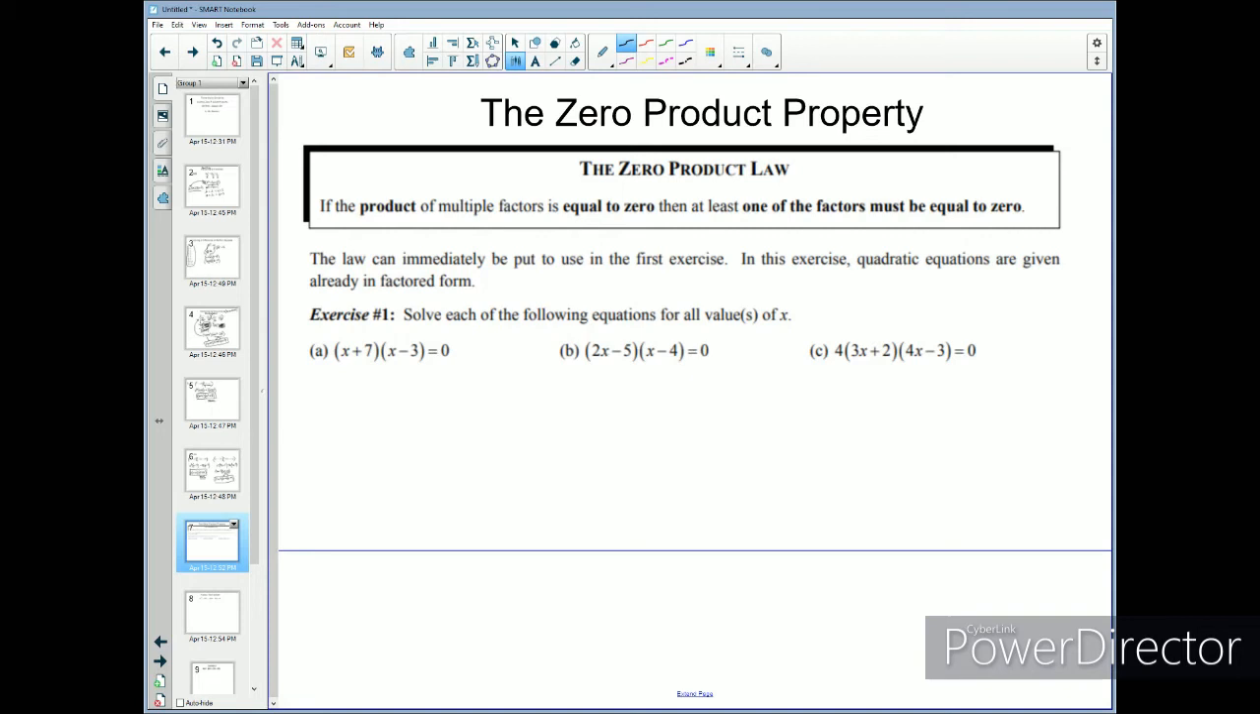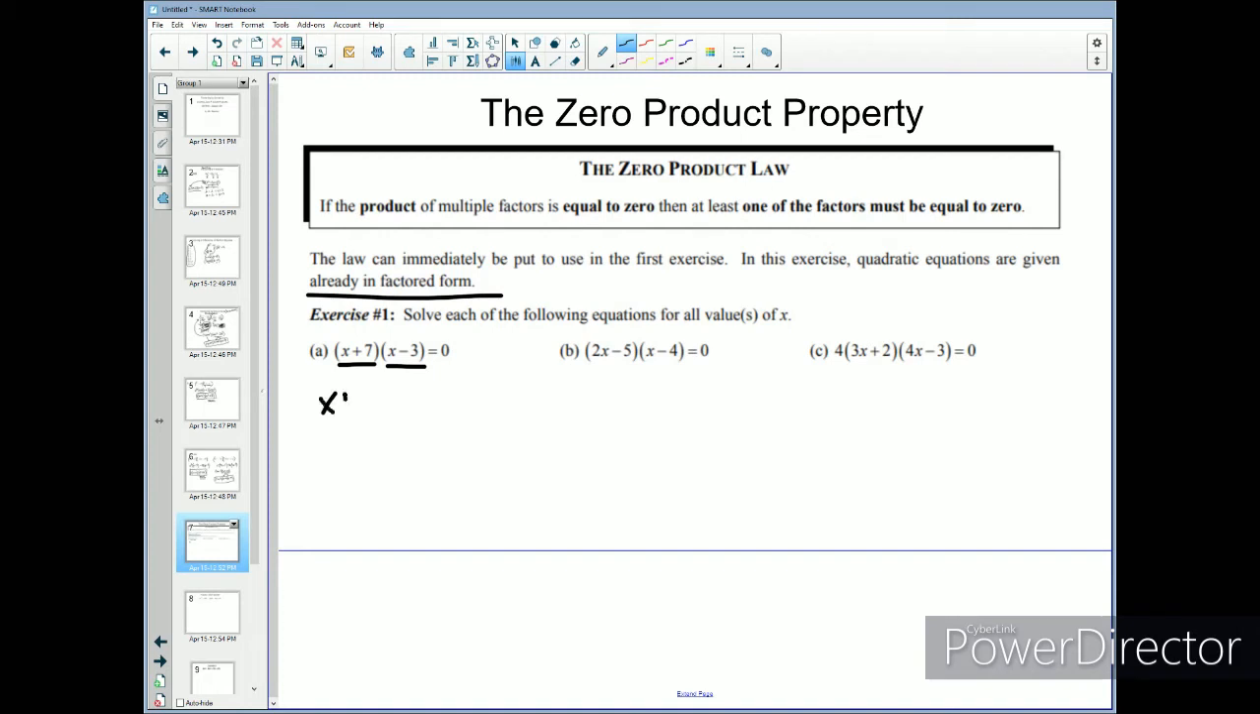All right. The law can immediately be put to use in the first exercise. In this exercise, quadratic equations are given already in factored form. Oh, how nice. Solve each of the following equations for all values of x. All right. X plus 7 times x minus 3 equals 0. Now let's remember our zero product law. If at least one of the factors is equal to 0. So these are our two factors, x plus 7 and x minus 3. That's why they call it factored form. Each of those binomials is a separate factor. If one of these factors is equal to 0, then the whole thing is going to be equal to 0, and that'll be a solution.